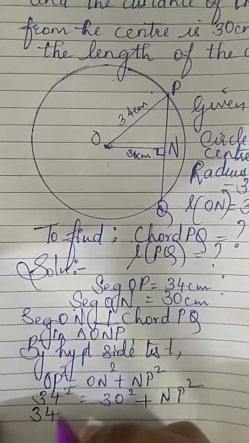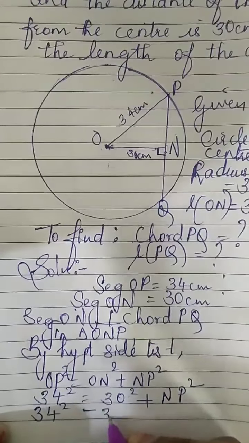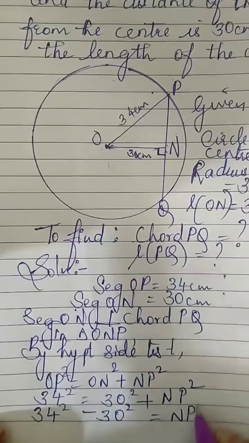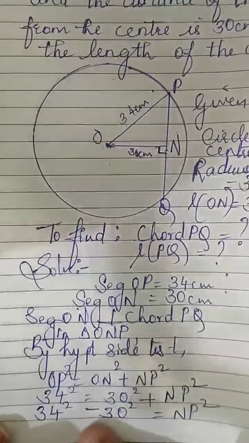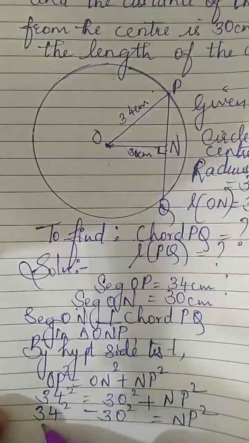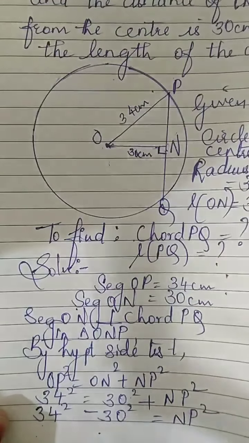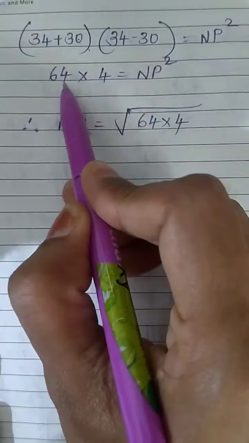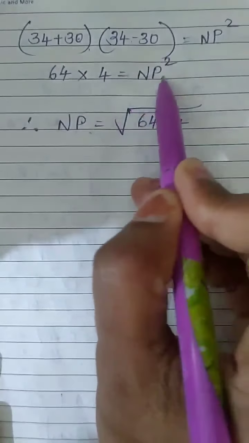Means I'll bring 34 square, 30 square if it comes here, it will become minus 30 square is equal to NP square. Now I want to do A plus B and A minus B. That property. A square minus B square is A plus B, A minus B. So I'll first add 34 plus 30, 34 minus 30. Okay, you can do by any method. You can do 34 into 34, find the answer, 30 square answer, and then solve. So this is what I like to do. I did 34 plus 30 into 34 minus 30 is equal to NP square. 34 plus 30 is 64. 34 minus 30 is 4 is equal to NP square.